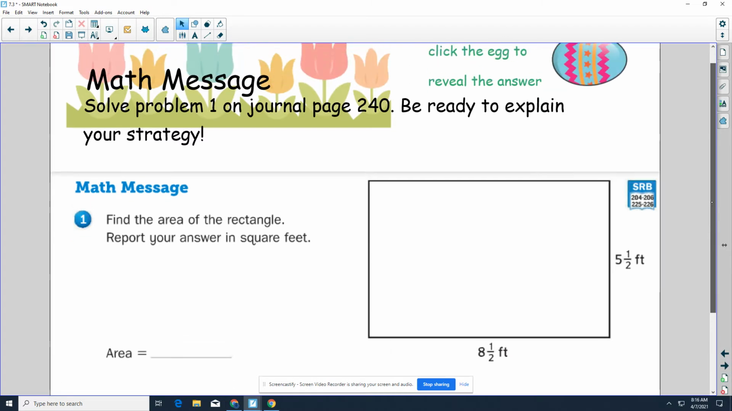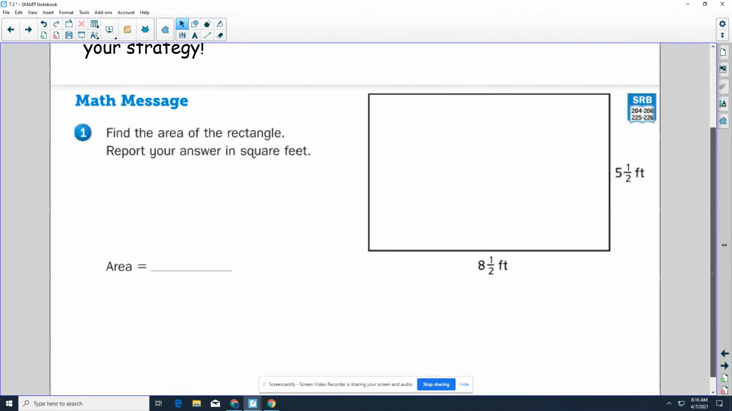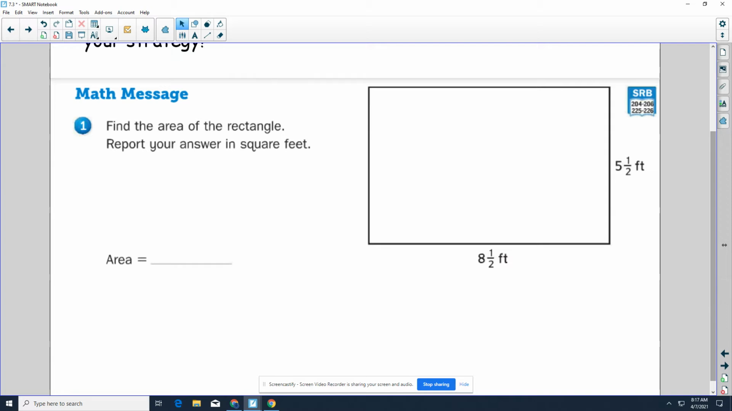Now, go ahead and turn in your math journal to page 240. It says, find the area of the rectangle, report your answer in square feet. So I want you to take a moment, pause the video, think about how you could do this. You could draw or do some calculations. But I want you to take a few minutes, pause the video now, go ahead and solve, and then come back.